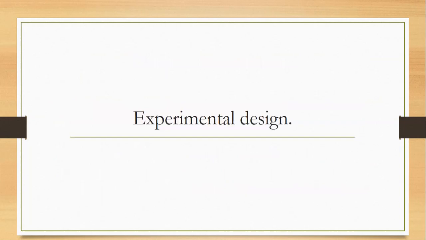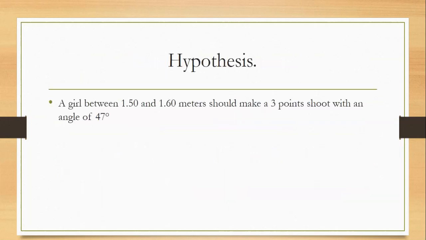Our experimental design. Our hypothesis is that a girl between 1.50 and 1.60 meters should make a three-point shot with an angle of 47 degrees, and that's what I'm trying to solve and prove on the next slides.